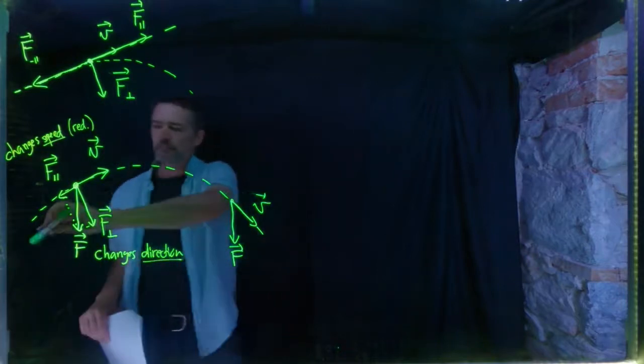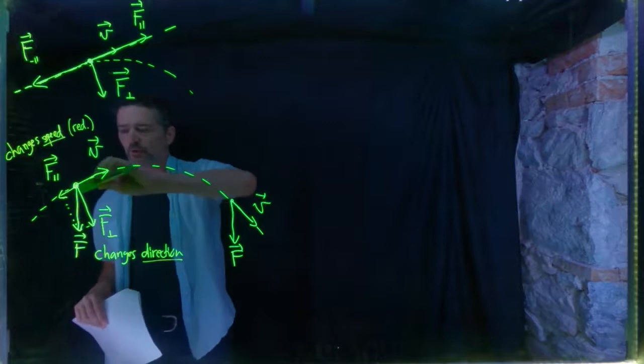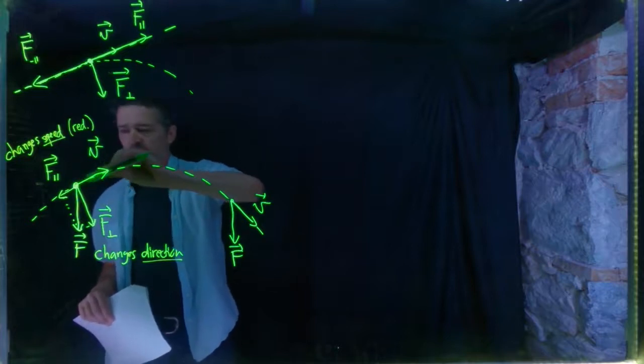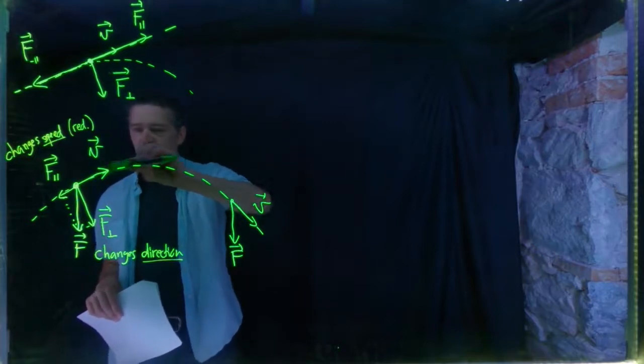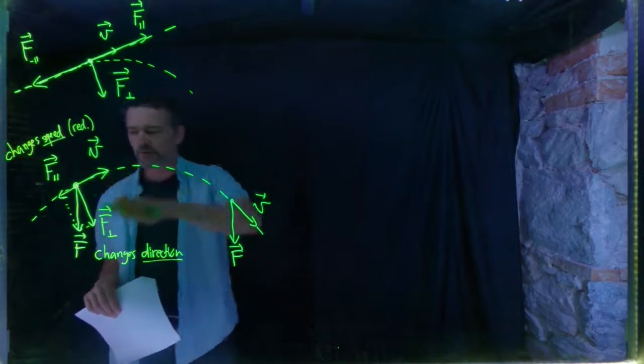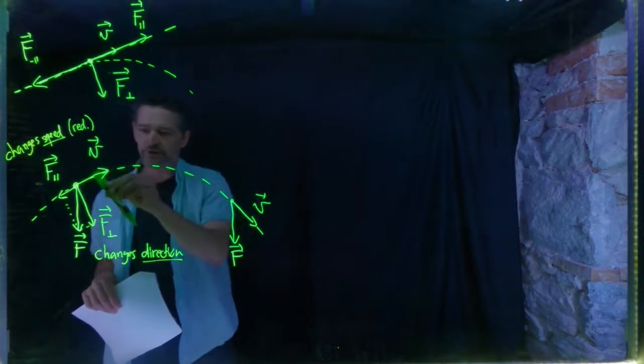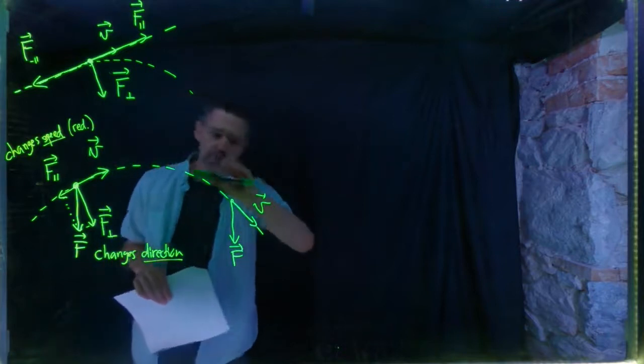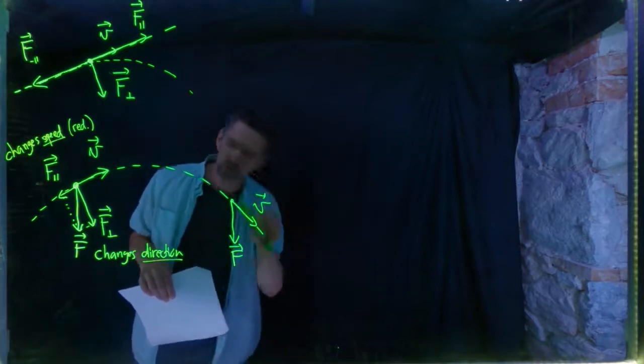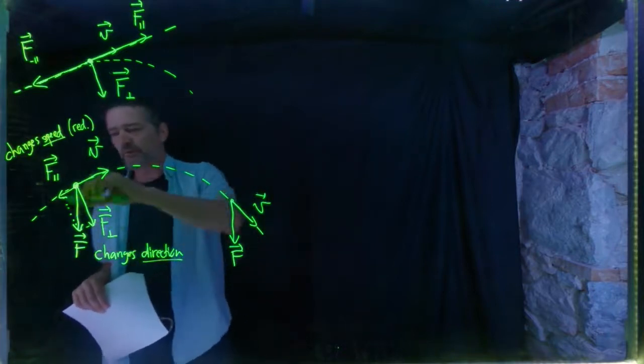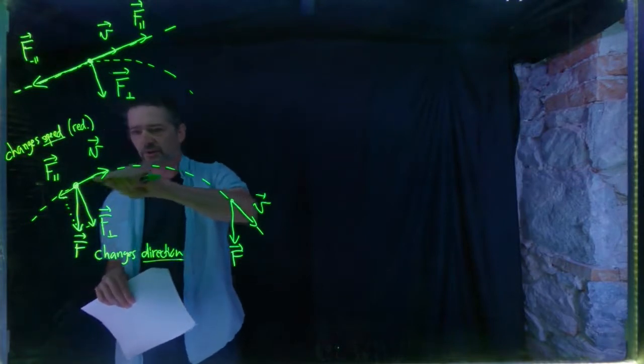And then at this point, the direction is changing. It used to be this way. Next second it'll be here, this way, this way, this way. So this component of the force is rotating the direction of the velocity vector from this direction later on to this direction. It rotated. Okay? And this component of the force is reducing the speed as it goes up and up and up.